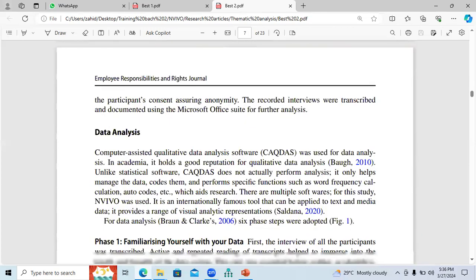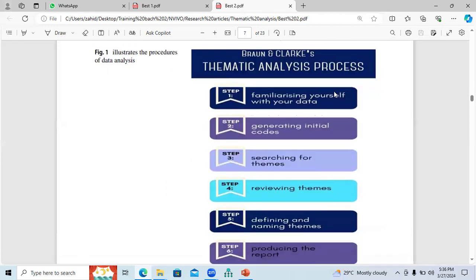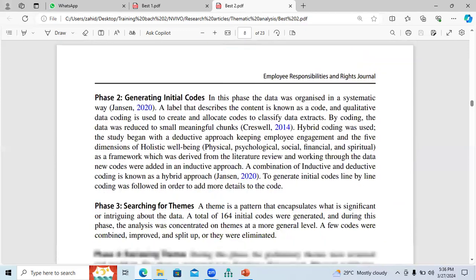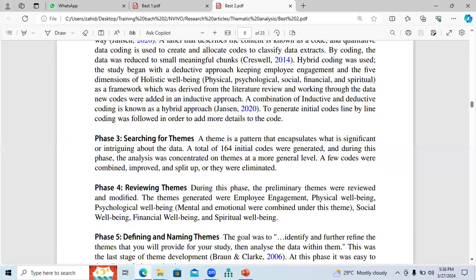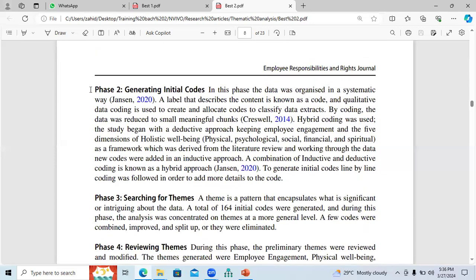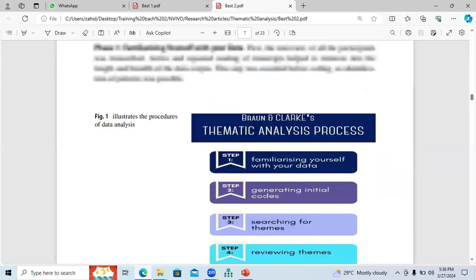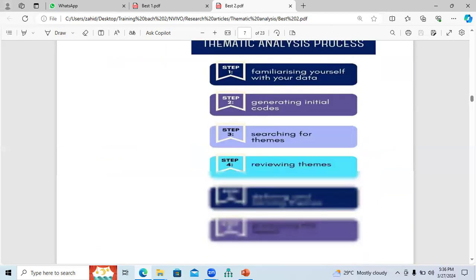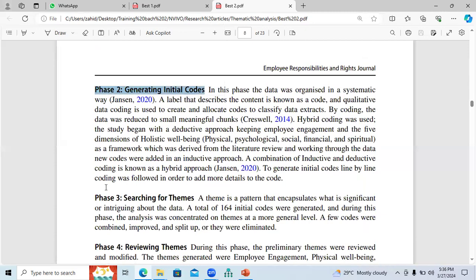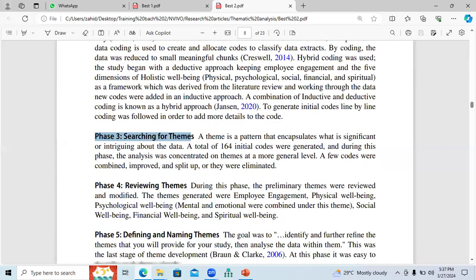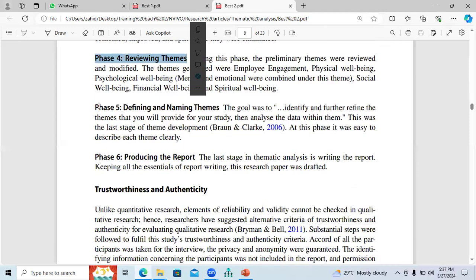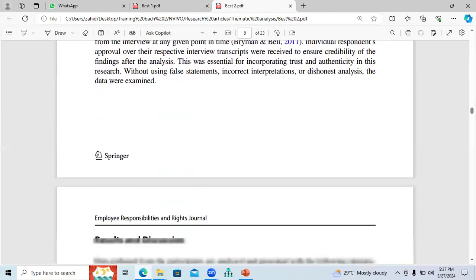So this is the profile of the participants, and they have applied those 6 steps: familiarizing yourself with the data, generating initial codes, searching for the themes, reviewing the themes, defining and naming the themes, and producing the report in this paper. My suggestion is that you should study this paper too. They have thoroughly considered all the phases, how they familiarized themselves with the data, how they created their initial codes, how they searched for the themes. They have elaborated each step of thematic analysis. I would suggest that you read this paper in order to understand thematic analysis more clearly.